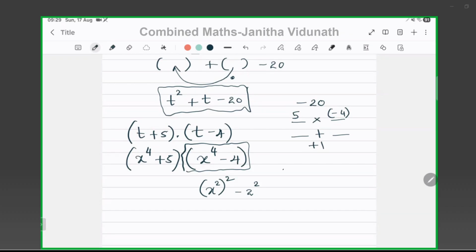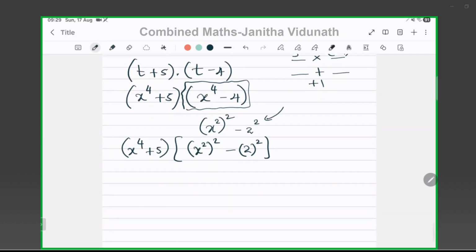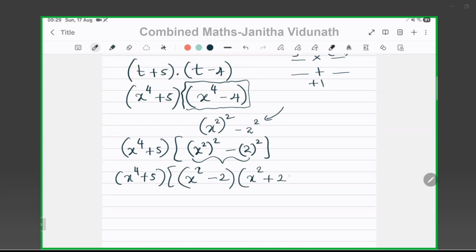Then here we get the difference of two squares. Then we can further simplify this expression as x to the power 2 whole square minus 2 whole square. Then we can factorize this as x to the power 2 minus 2 and x to the power 2 plus 2.